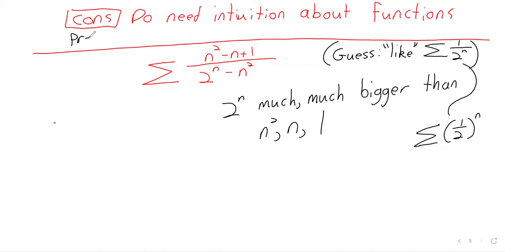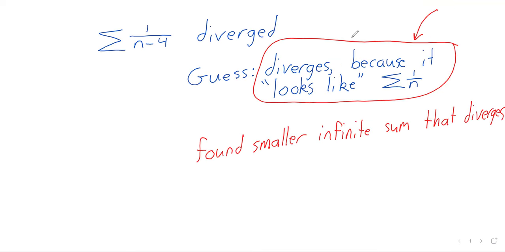But the pro is that if we have this intuition, we can use the intuition in a very direct way. And that's different from the example we did yesterday, where we used this intuition. We said, okay, I bet this thing diverges. And then how do you show it? Well, I don't know, try to make stuff bigger or smaller, I guess. You have the intuition, but then you can't use it in a very clear way.